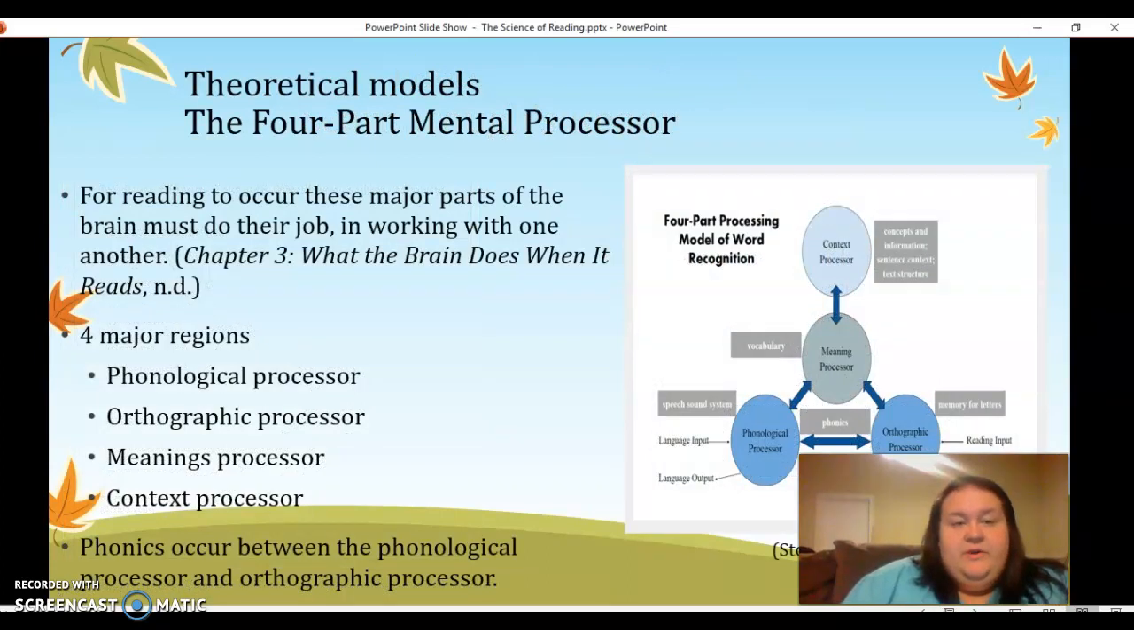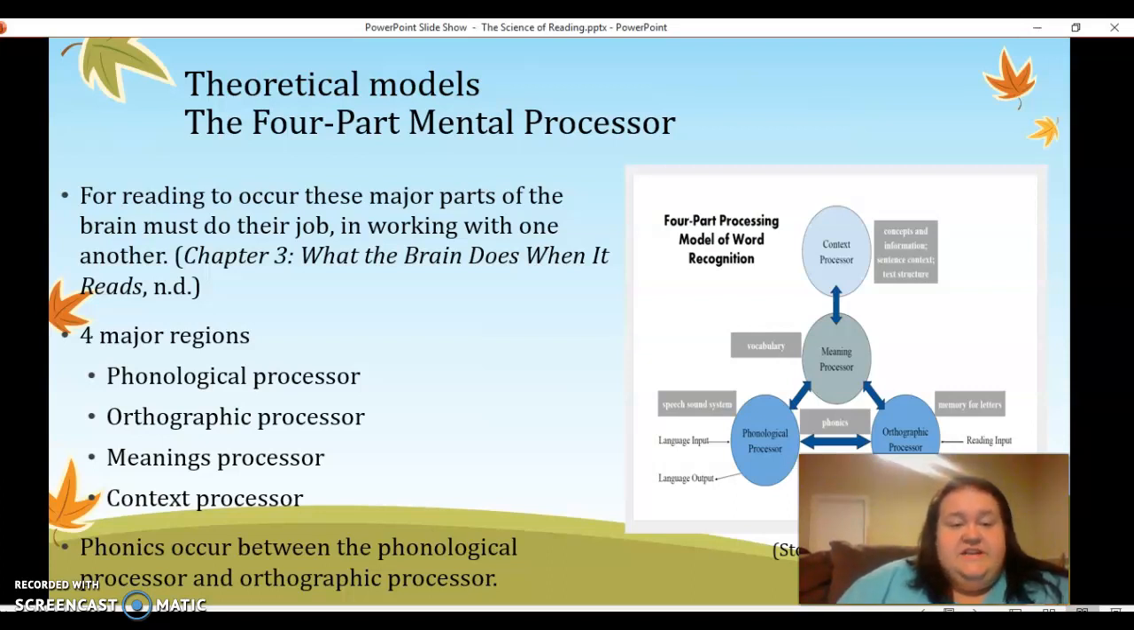The next theoretical model we are going to discuss is the four-part mental processor. In this process, for reading to occur, all four parts must do their job and connect with one another. For the four-part mental processor, the first major region is the phonological processor, which is located at the back part of the frontal lobe. It is responsible for speech sound awareness. It perceives, remembers, interprets, and produces the speech sound system of our own language. It holds the sounds of words in memory long enough to write them down.